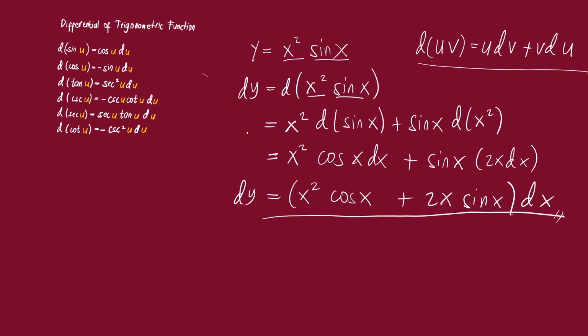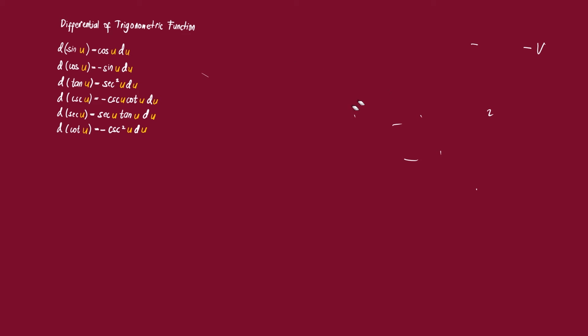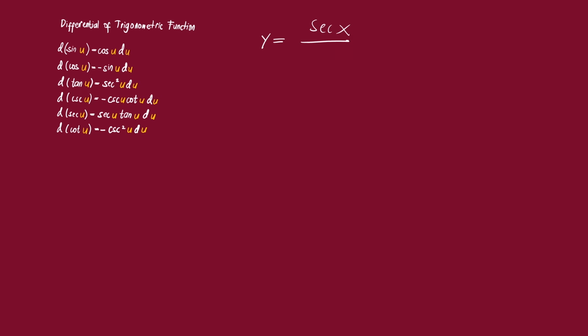Okay, let's have another example. Let me erase this first. Let's have another example. Okay, so we have here example number 2. Suppose we have y is equal to secant x over 1 plus tangent x. You have here 1 plus tangent x.